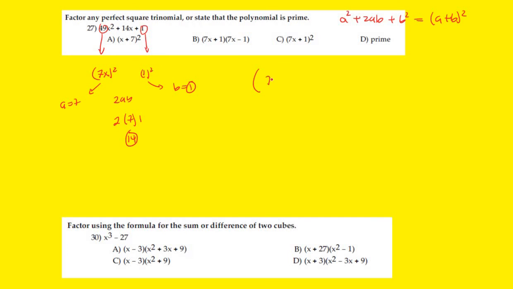a, which is 7x, plus 1, squared. And that one, you see, here it is. It is not this one, because this is a difference of two squares. It is not prime. And this one doesn't make any sense, because if you do FOIL with it, you're going to get x squared plus 14x plus 49. It's actually the numbers here inverted. So it has to be B. Well, it is B. Okay, so let's go to the next one.